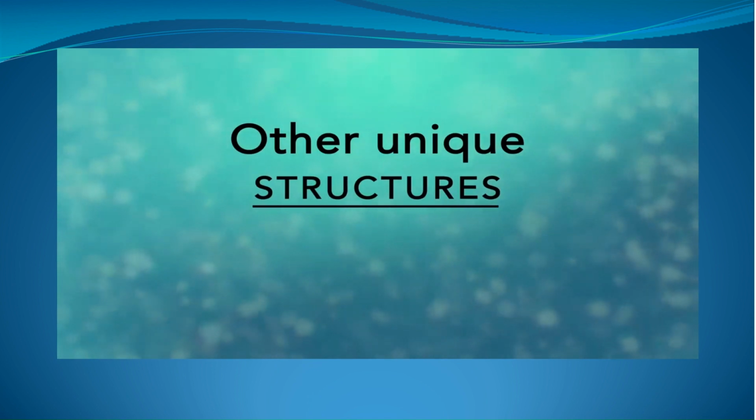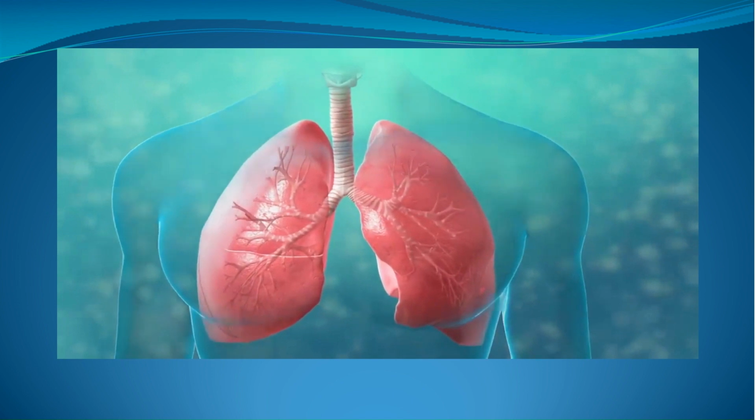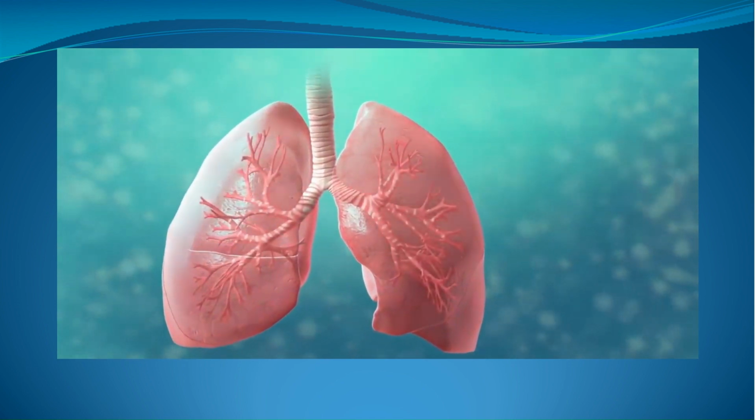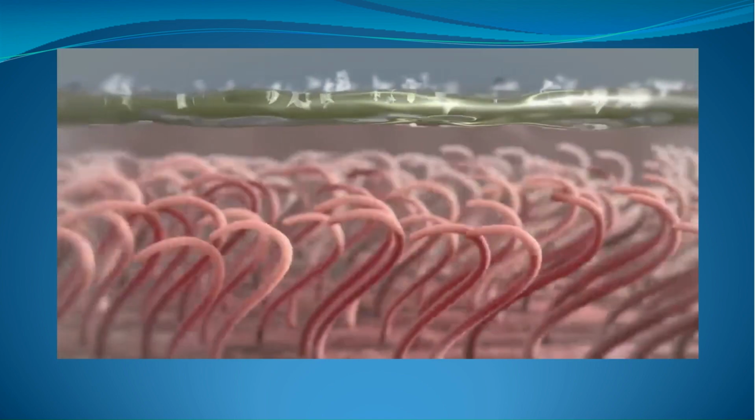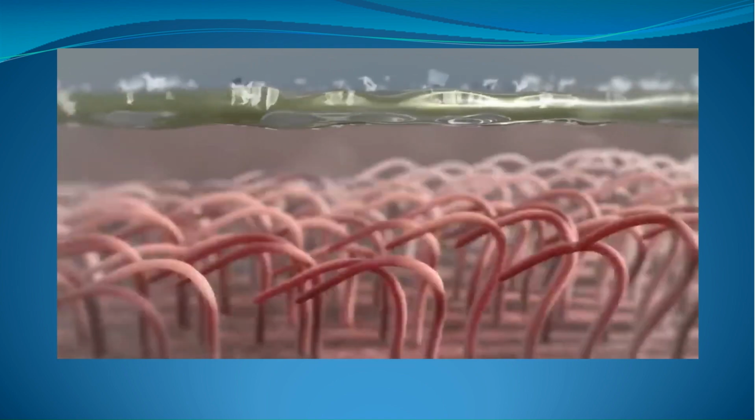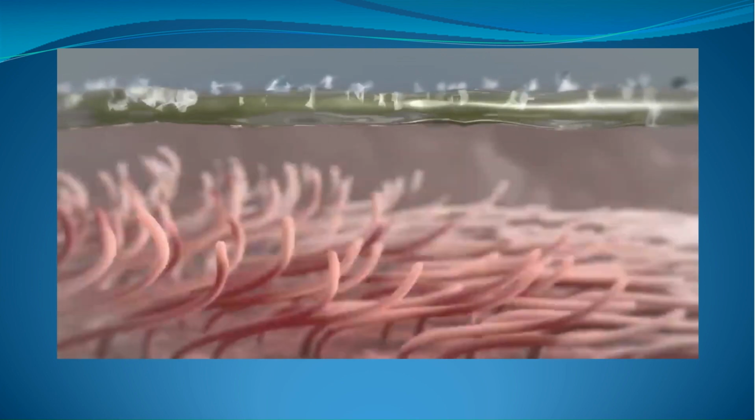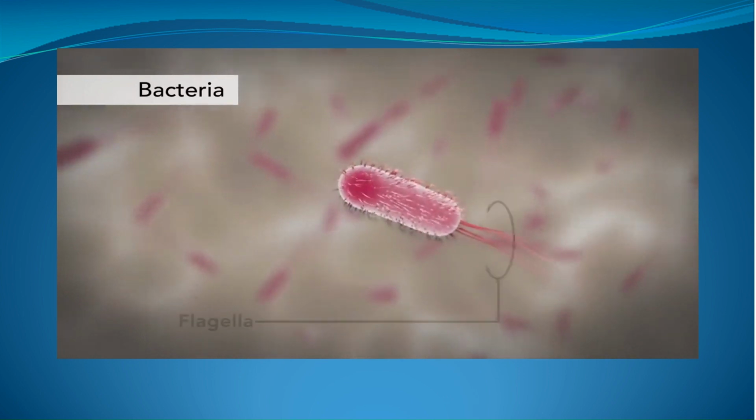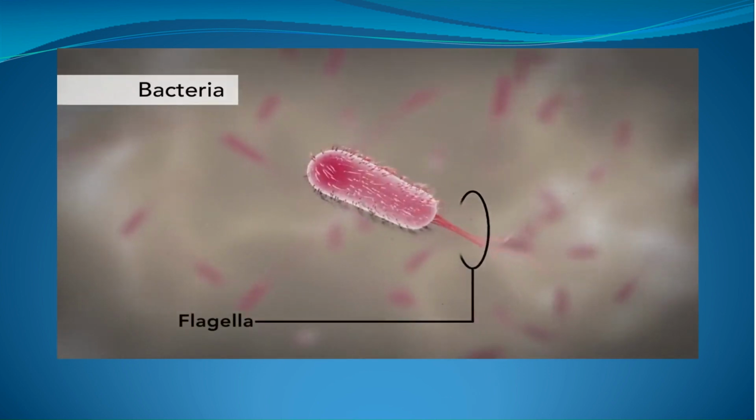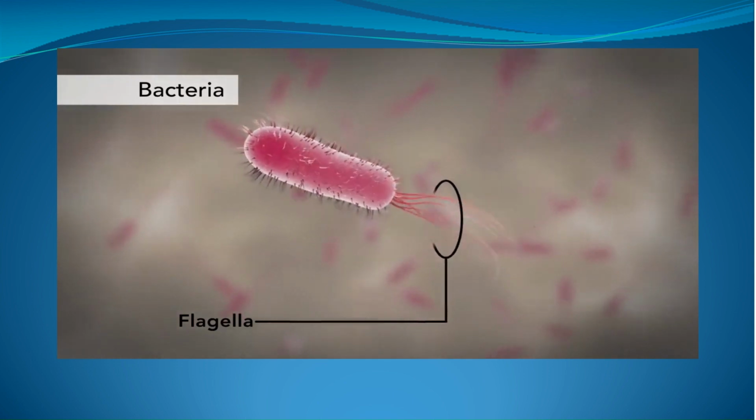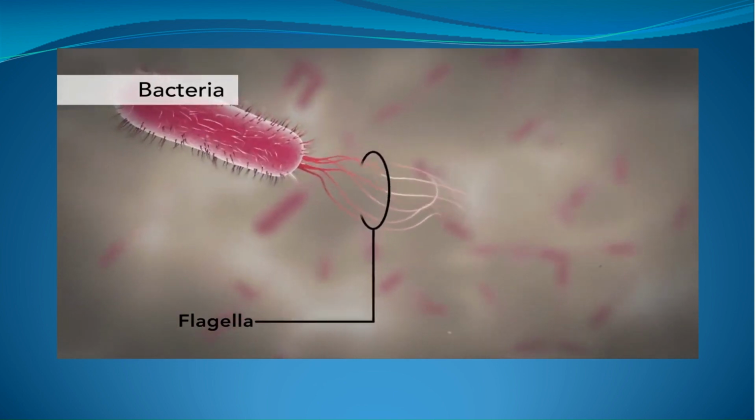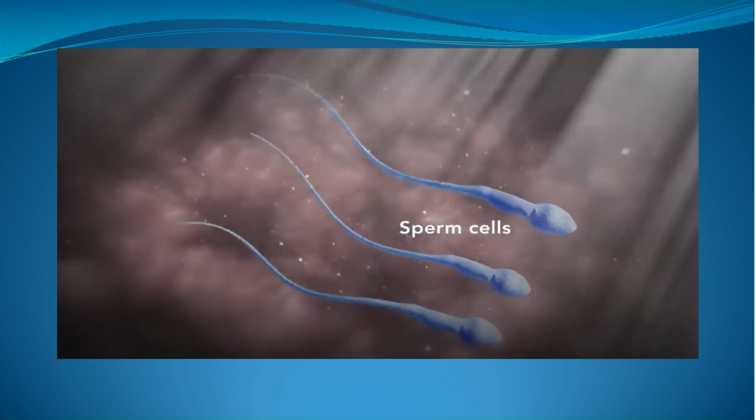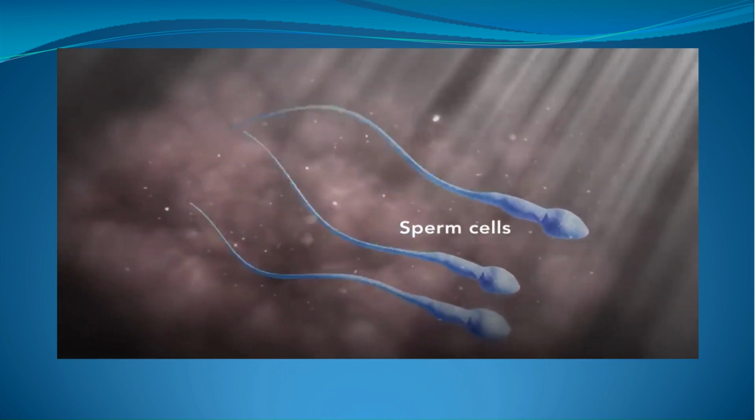There are many other unique structures that only some cells have. Here are just a few. In humans, for example, the respiratory tract is lined with cells that have cilia. These are microscopic hair-like projections that can move in waves. This feature helps trap inhaled particles in the air and expels them when you cough. Another unique feature in some cells is flagella. Some bacteria have flagella. A flagellum is like a little tail that can help a cell move or propel itself. The only human cells that have a flagellum are the sperm cells.